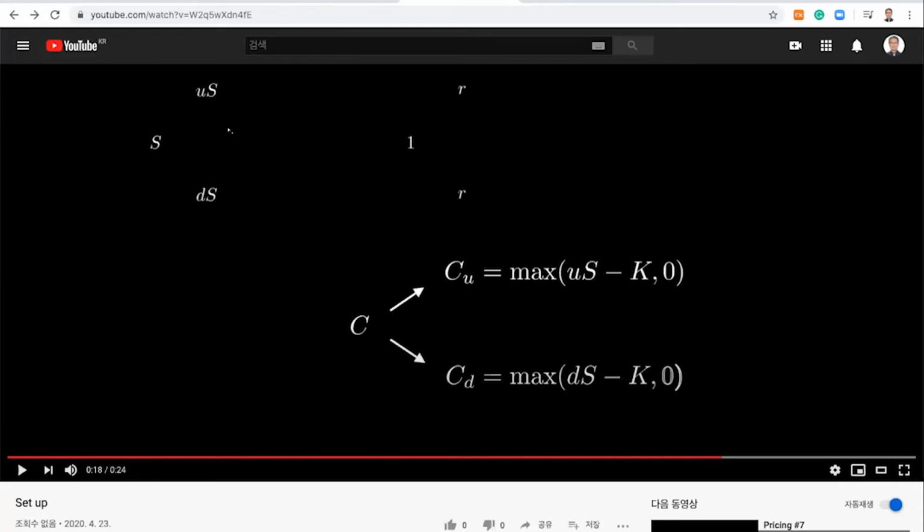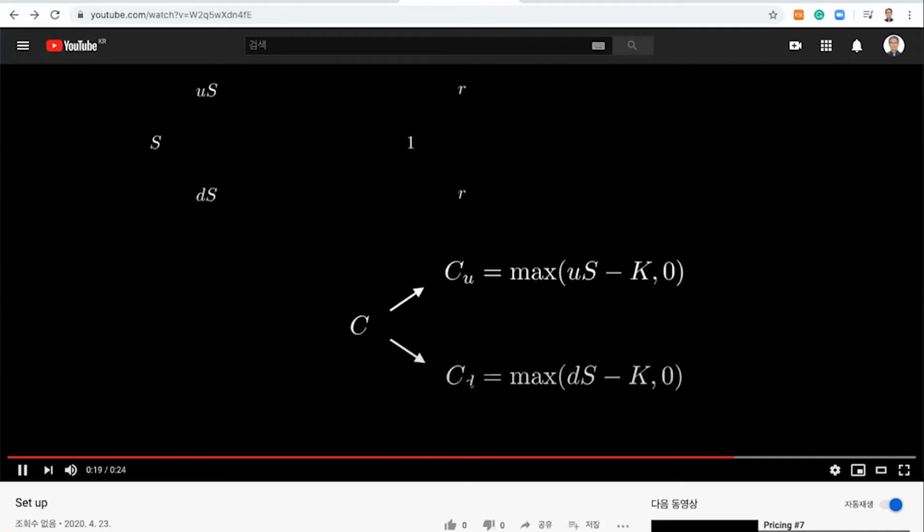By assuming that these numbers are known, this CU is not C times U, it's just a subscript. That means the up state, and the D means the down state. So here, this U has a different meaning. The U in the stock price is just a number, but here in the subscript, it's just a notation. So CU is known, and also CD is known.